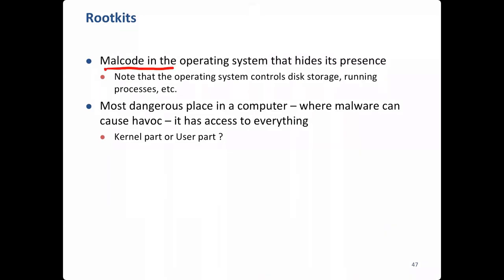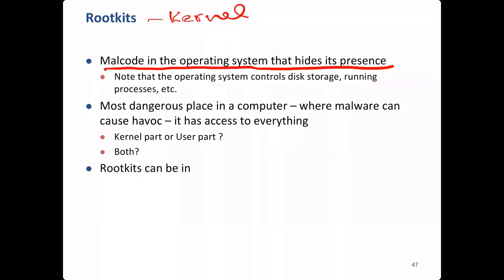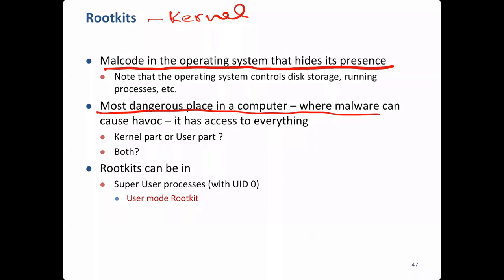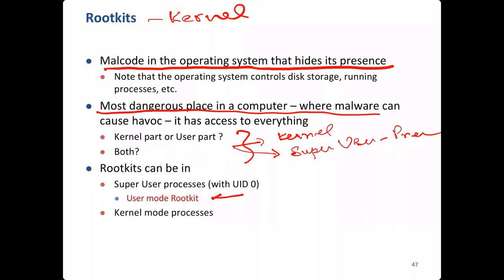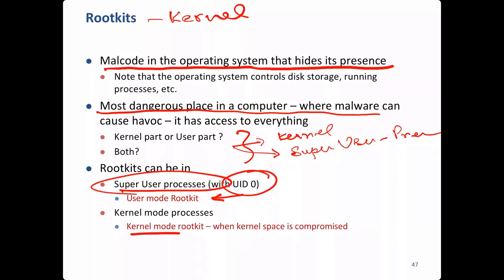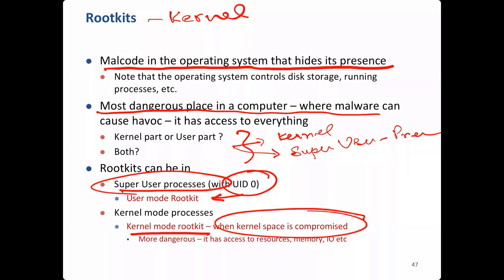So a rootkit is malicious code in the OS that hides its presence. And we are talking about a rootkit which is in the kernel. It is the most dangerous place in a computer, right? All the security of your system is through the kernel. This rootkit can be in the kernel, or it can also use super user or root user's privileges. So we can have a user mode rootkit with user ID 0, which is the super user, or it can use a kernel mode process, right? That's called a kernel mode rootkit, where kernel space is compromised.